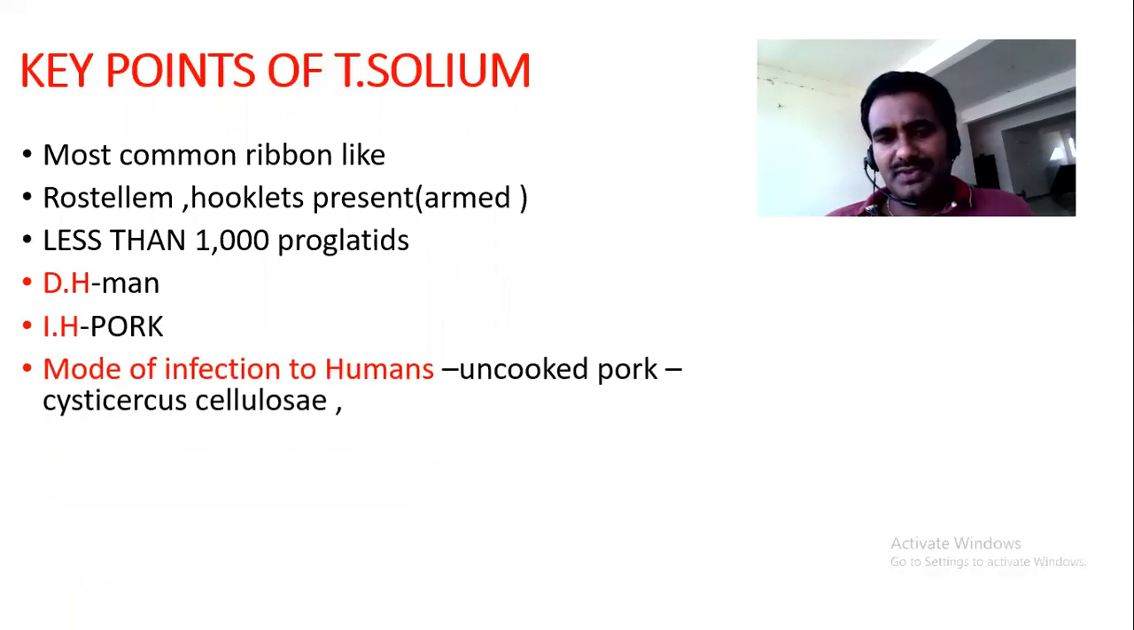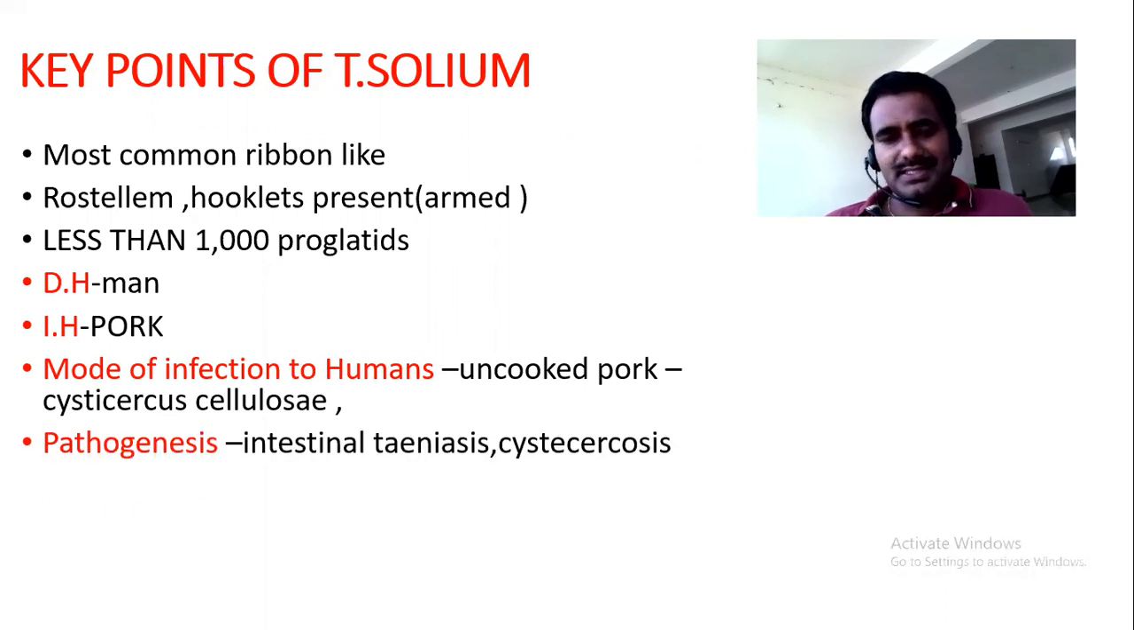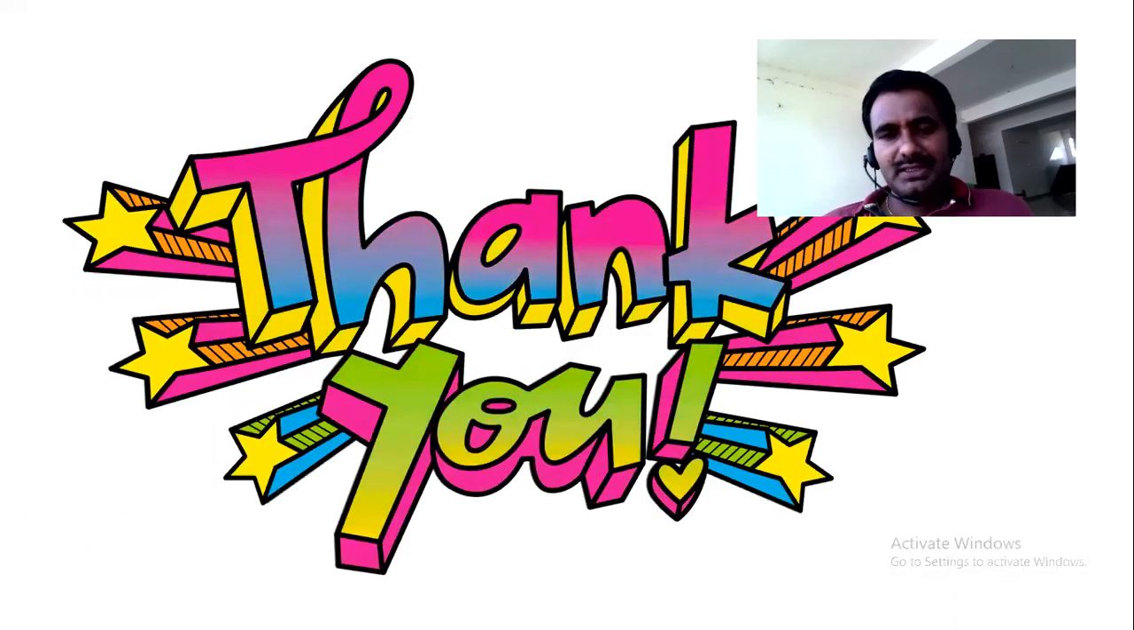The mode of infection to humans is uncooked pork or Cysticercus cellulosae. The pathogenesis causes intestinal taeniasis and cysticercosis. The pathogenesis of Taenia solium and saginata is the same. Lab diagnosis is by wet mount examination, stool examination, stool concentration techniques, and imaging methods. Treatment is praziquantel. Then prophylaxis. So this is about the Taenia solium life cycle.